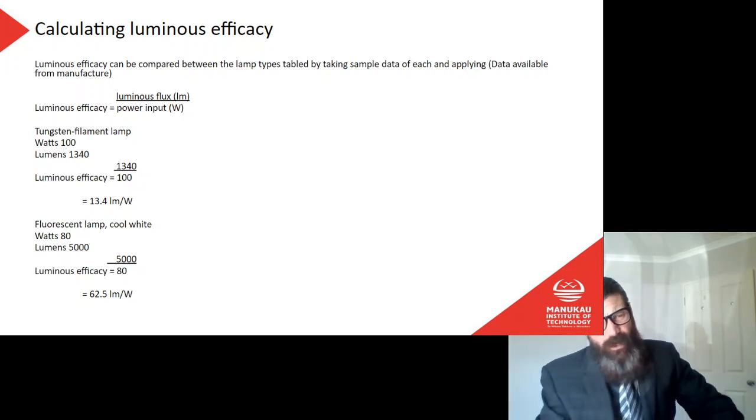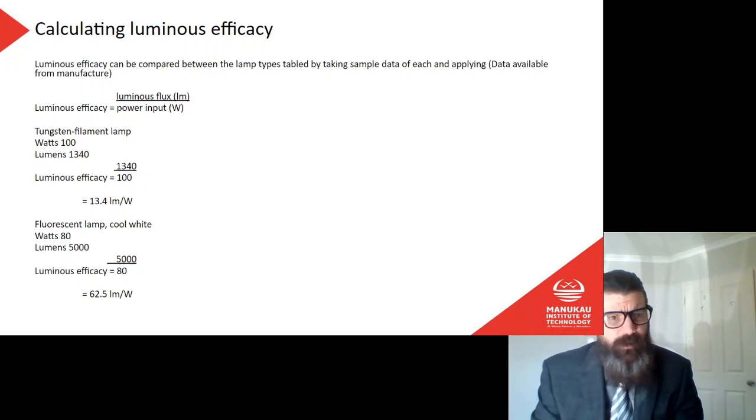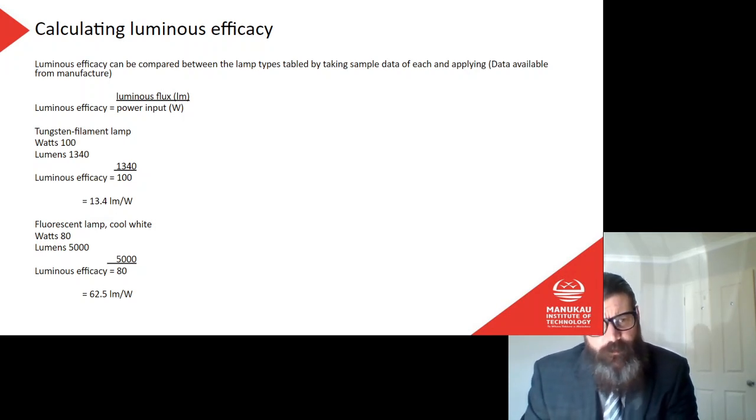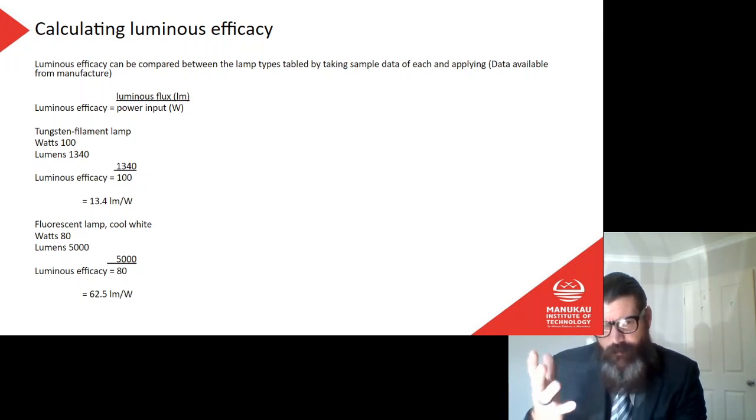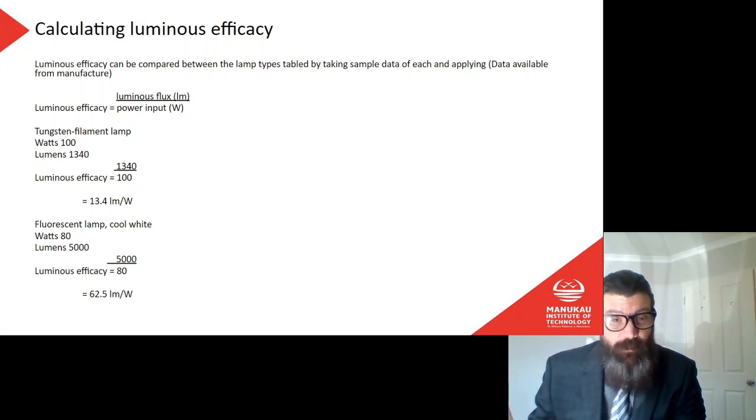You may notice if you're eagle-eyed that figure has changed from the previous slides where we had 1260, I think, was our tungsten filament lamp luminous output. I don't know why that's different. It doesn't matter. So 13.4 lumens per watt. What does that mean? Let's just reiterate that. So that's the amount of light I'm getting for each unit of energy that I'm putting in.